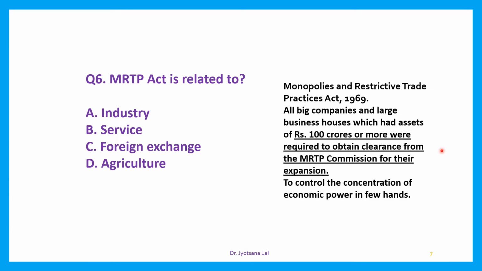According to this act, जो big houses हैं या big companies हैं जिनके assets 100 एंड more than 100 करोड़ rupees थे, उनके लिए ये compulsory था कि अगर वो अपने unit को expand करना चाहते हैं तो उनको MRTP Commission से permission लेना पड़ेगा. It was mandatory to take the clearance from MRTP Commission, and this was actually obstacle in the industrial development, and it was felt in the new industrial policy 1991. So 1991 के industrial policy में इस particular act को remove कर दिया गया.